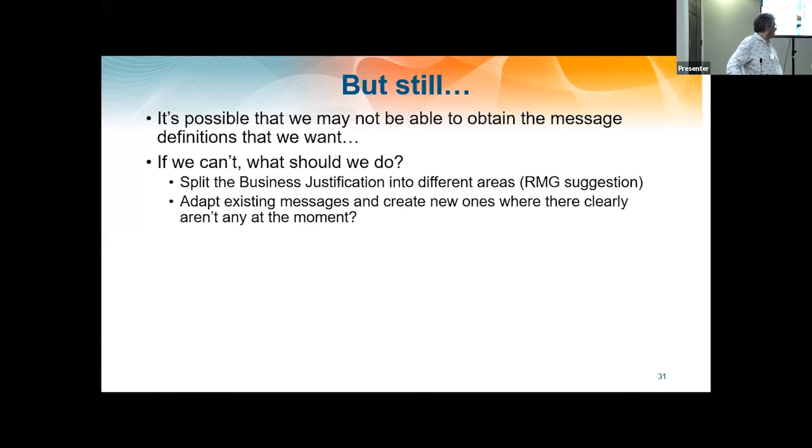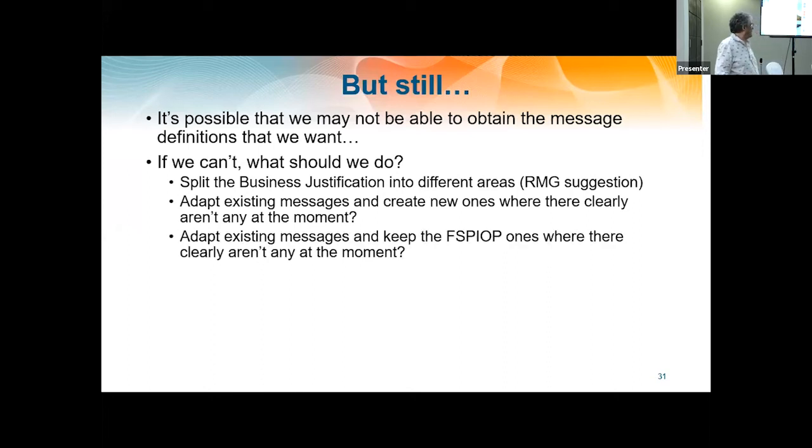We could just adapt existing messages and create new ones where there clearly aren't any. So effectively, we could live with the ISO messages as we currently found them. As we've already said, we don't think that's a very good answer, but it's one that we might think about if we can't do anything else. We could adapt existing messages and keep the existing FSP-IOP ones where there aren't any at the moment.